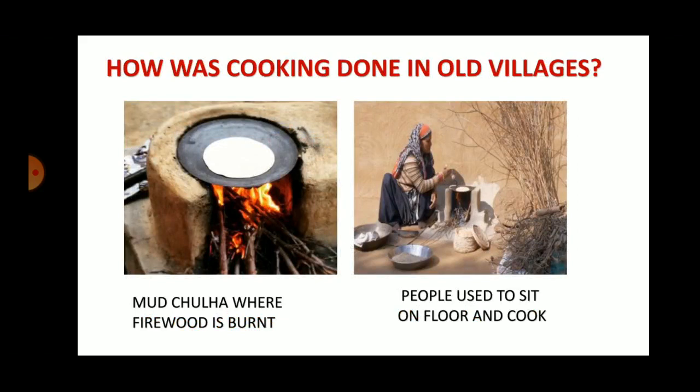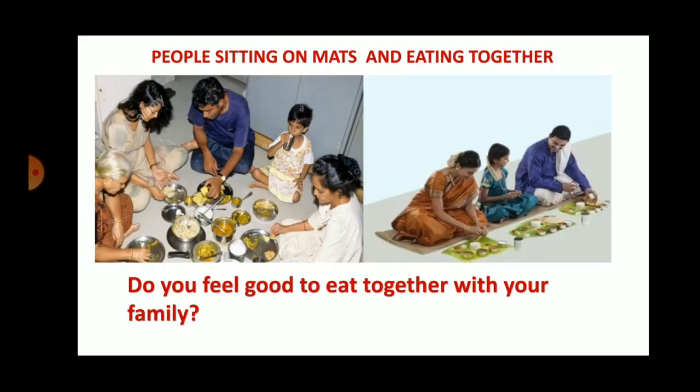How was cooking done in old villages? Look here, the picture of mud chula. In the mud chula, firewood is burned. People used to sit on the floor and cook. Look here, people are sitting on mats and eating together. Do you feel good to eat together with your family? Yes, this is our great Indian tradition where we eat together with our family members.